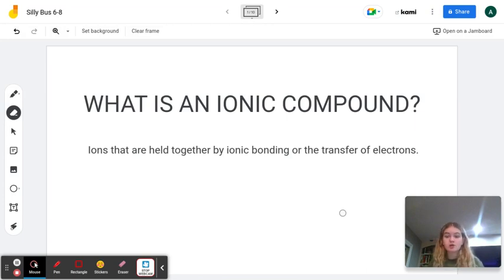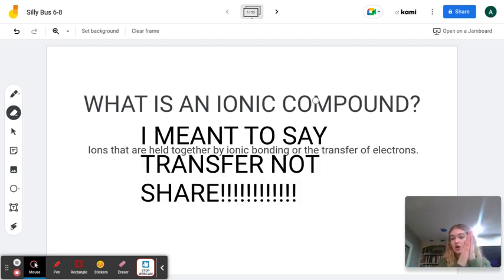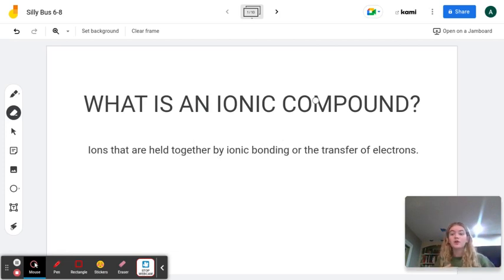So, before we learn how to write the chemical formulas for ionic compounds, we have to know what an ionic compound is. Ionic compounds are ions that are held together by ionic bonding, or the transfer of electrons between ions. So usually you have a positively charged cation and a negatively charged anion that come together and share electrons so they both have a full set of 8, or an octet, because the octet rule wants atoms to get a full set of 8 valence electrons.